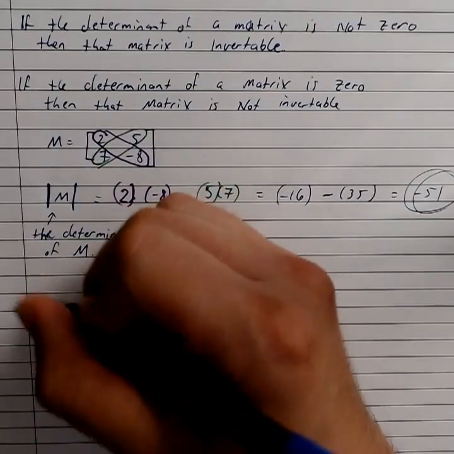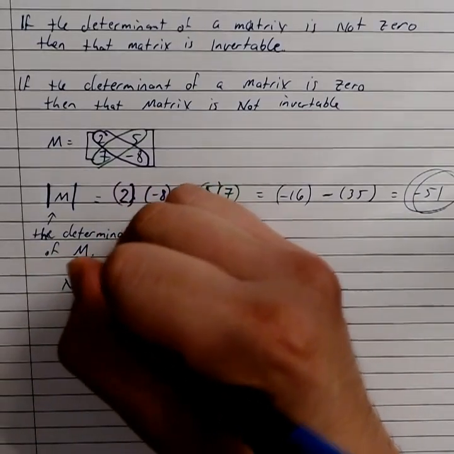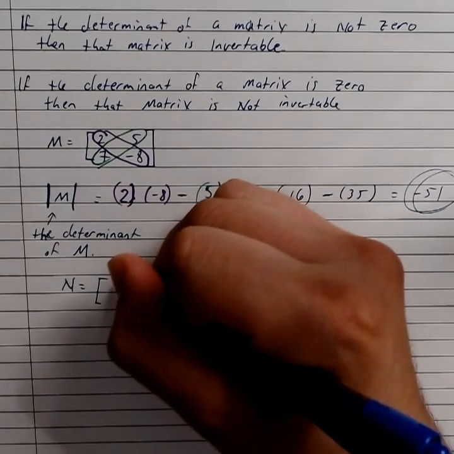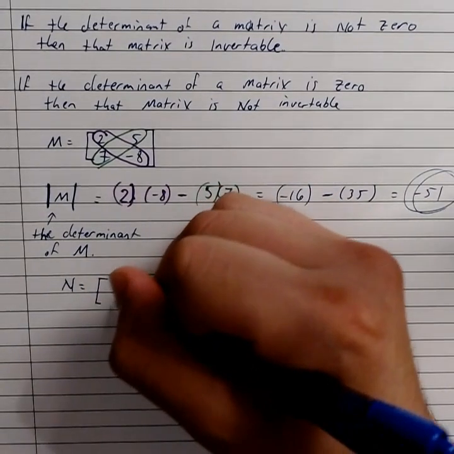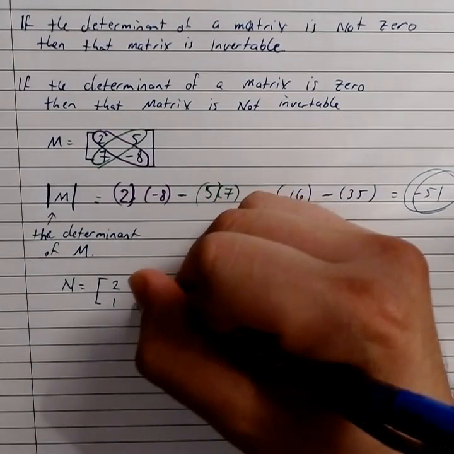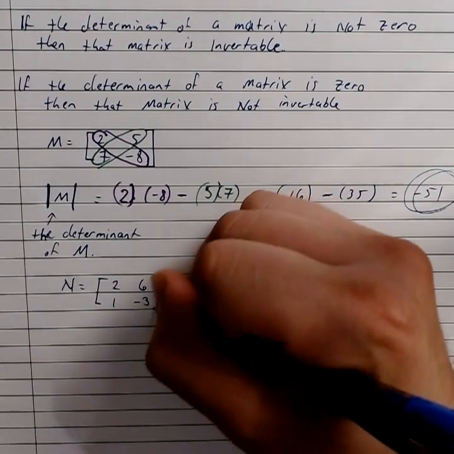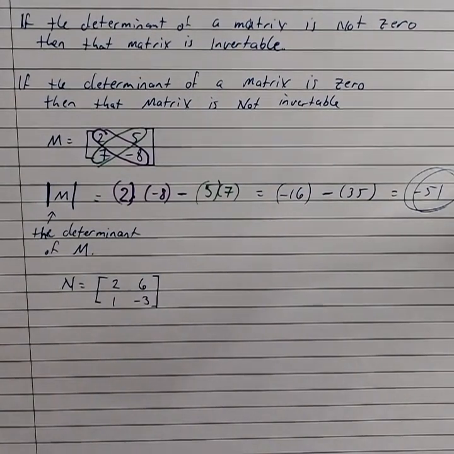All right. So here, give this a try. Let's say you have the matrix N is equal to 2, 6, 1, negative 3. All right, so go ahead and pause the video, find the determinant, and once you're done, go ahead and unpause the video.